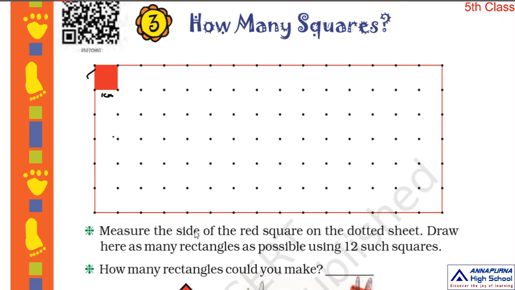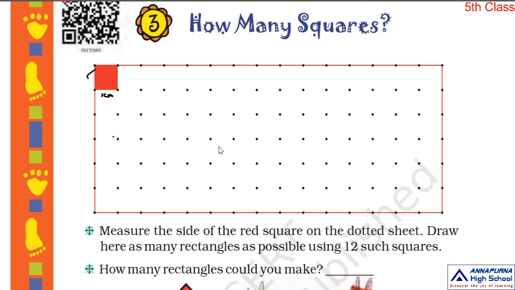Now, measure the side of the red square on the dotted sheet. Draw here as many rectangles as possible using 12 such squares. What does it mean? Suppose the side of this square is 1 centimeter, so we call it a unit. Unit means you consider it as 1 centimeter.